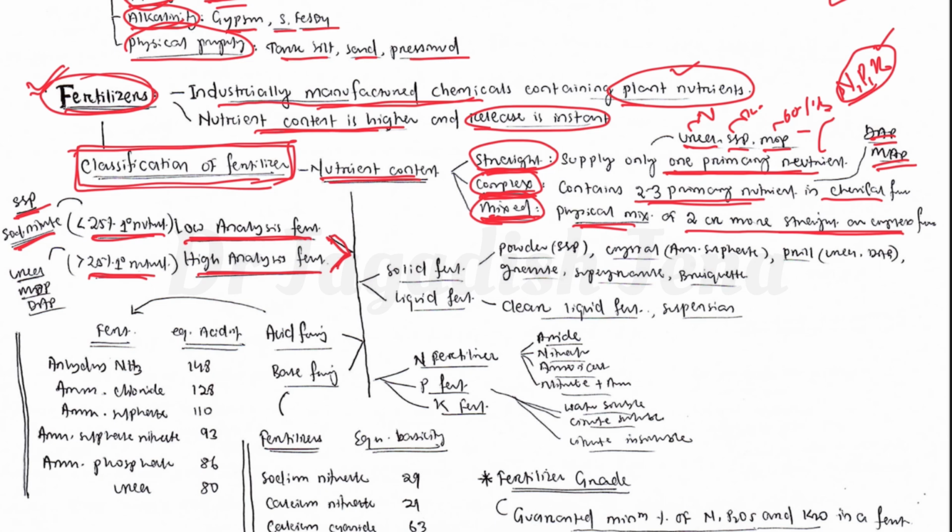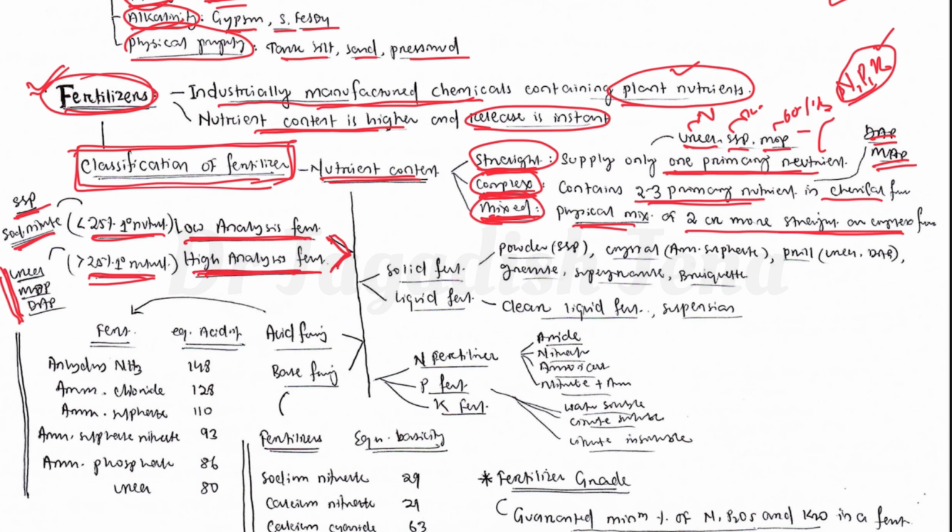Then high analysis fertilizer: if the summation of primary macronutrient content is more than 25%, then that is called high analysis fertilizer. What will be the example? Urea, MOP, DAP. These are examples of high analysis fertilizer because urea contains 46% nitrogen, MOP contains 60% potassium, DAP contains 18% nitrogen, 46% phosphorus. So in total, they contain more than 25% primary nutrient. So these are called high analysis fertilizer.